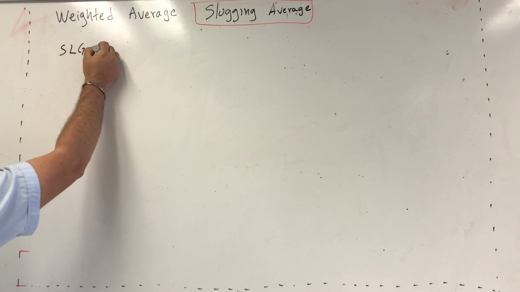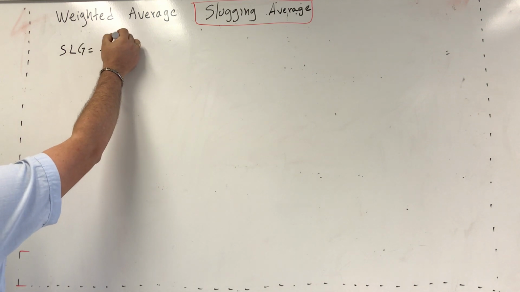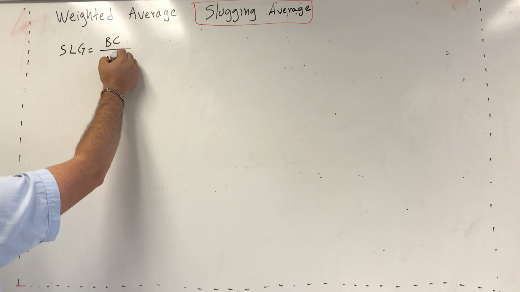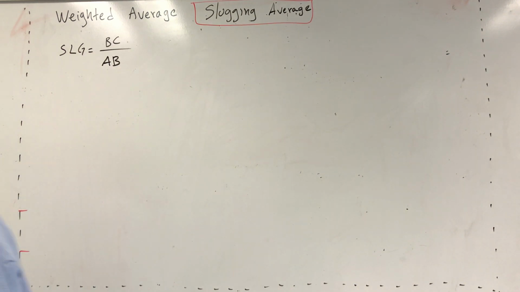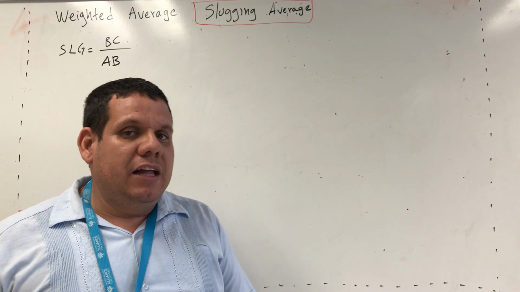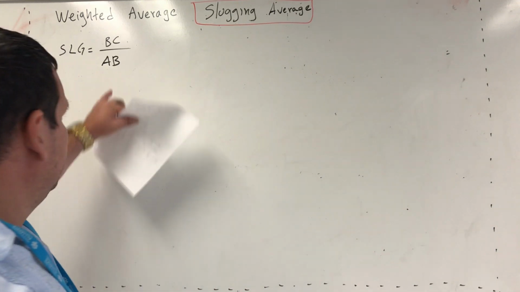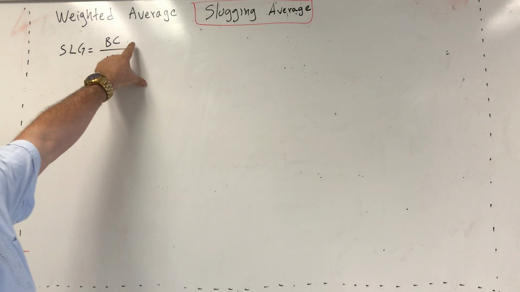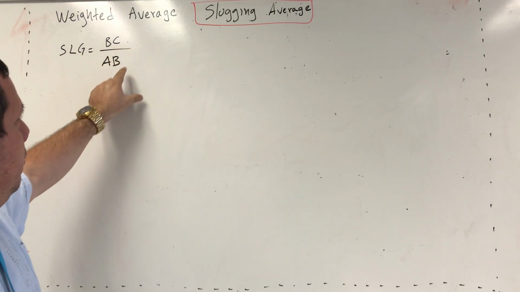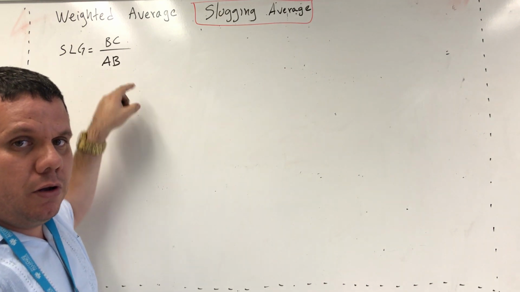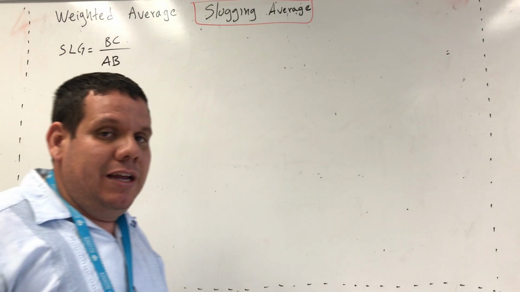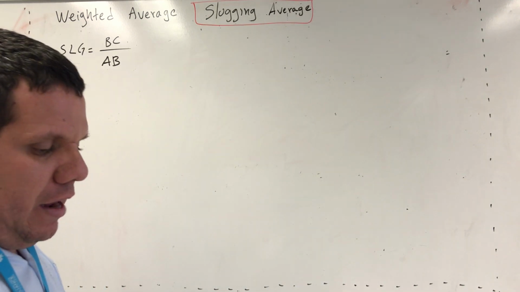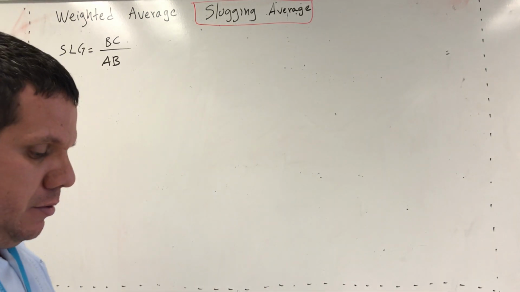The slugging average equals the bases counted divided by the at bat totals. So anytime that a player goes to the at bat position will be counted here. So it's slugging average equals bases counted divided by the at bat total, or the times that he has the opportunity to hit the ball with the bat. Okay, I will explain a small example.